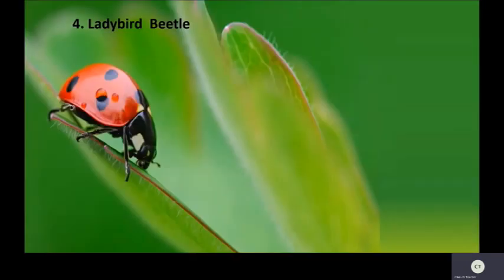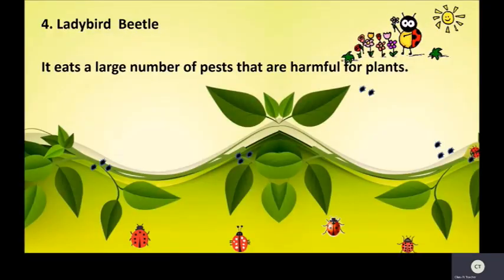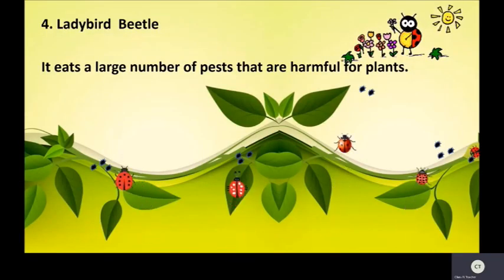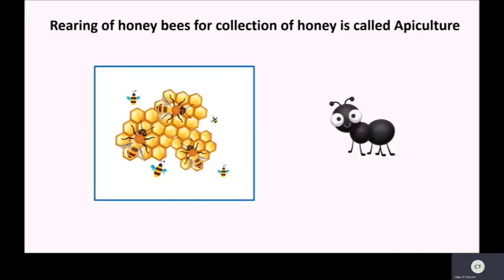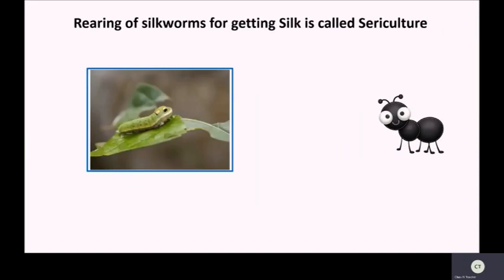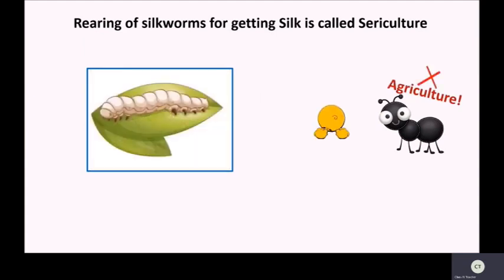Let us see about the ladybird. Yes, ladybird, it eats a large number of pests that are harmful for plants. So we should not disturb ladybirds. See here, collecting honey or rearing honeybees we call apiculture. What do we call it, children? Apiculture. Rearing silkworms for getting silk is called sericulture.